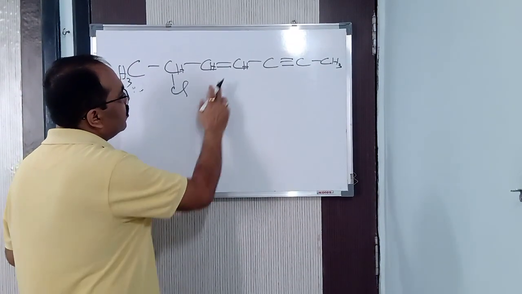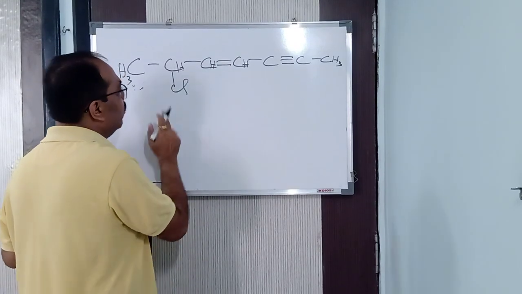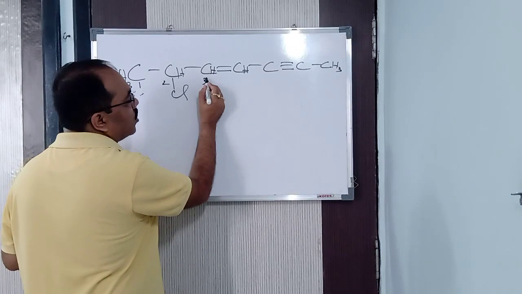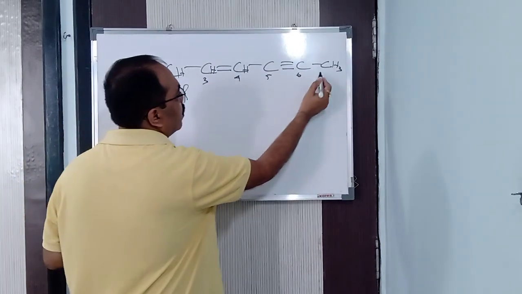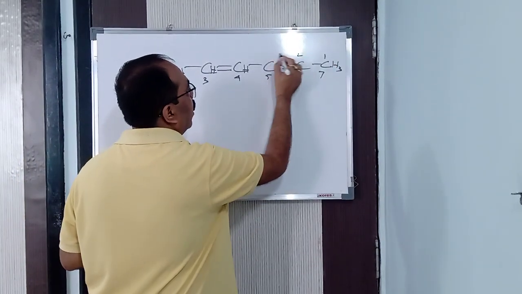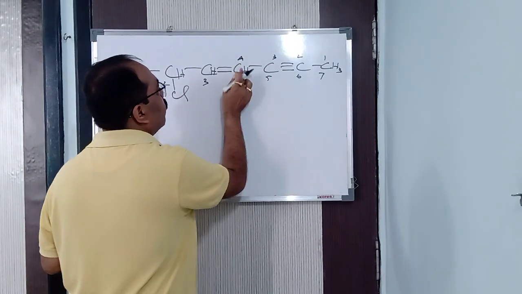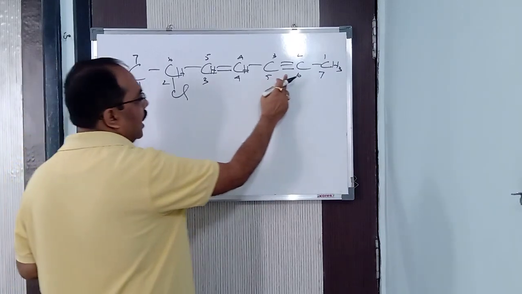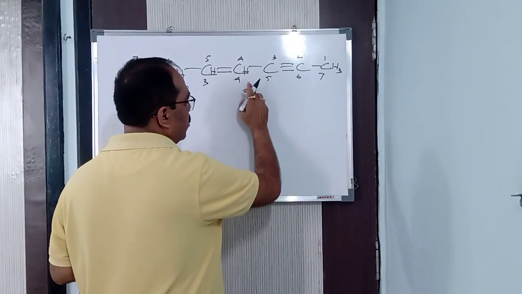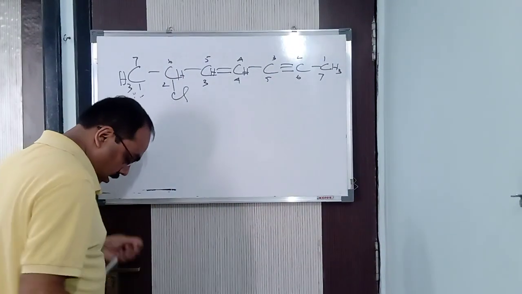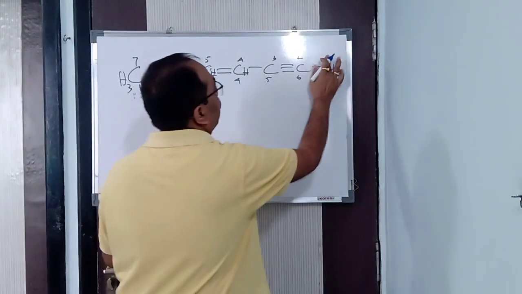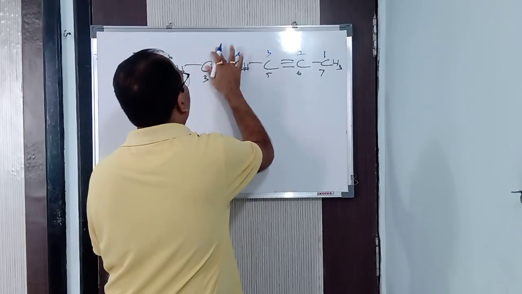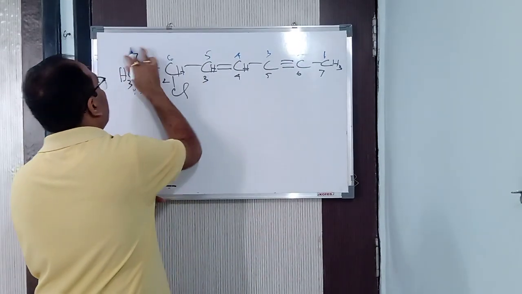Then in that case, what will I do? I'll give preference first to the double bond and see what happens. If I count from this end, 1, 2, 3, the third position double bond comes, 4, 5, 6, 7. If I count from this end, 1, 2, 3, 4, the fourth position double bond comes, 5, 6, 7. Listen carefully, children. Let me write with another pen, another ink. It will be better. 1, 2, 3, 4, 5, 6 and 7.